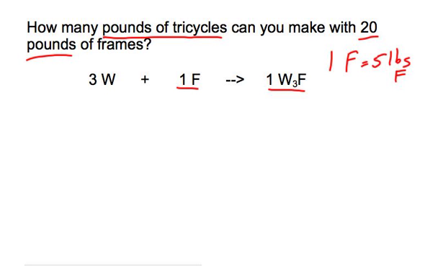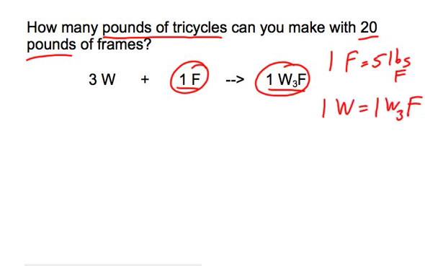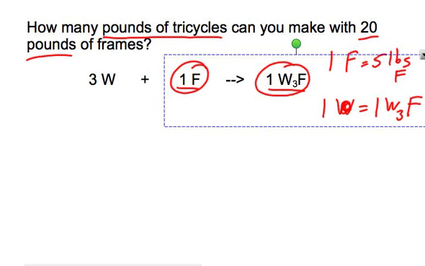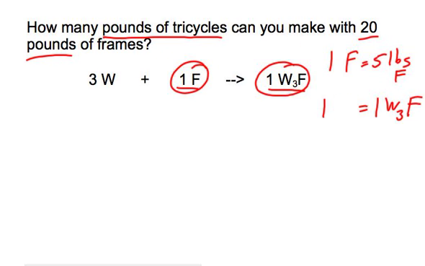And then I know, oh, every 1 frame makes 1 tricycle. So that conversion is still valid, but I just can't use that solely to do this problem. So 1 frame equals 1 tricycle. So I will need this conversion, just not yet. Now, once I figure out how many tricycles I make, well, that's most of the way there. I still need to figure out how many pounds of tricycles.